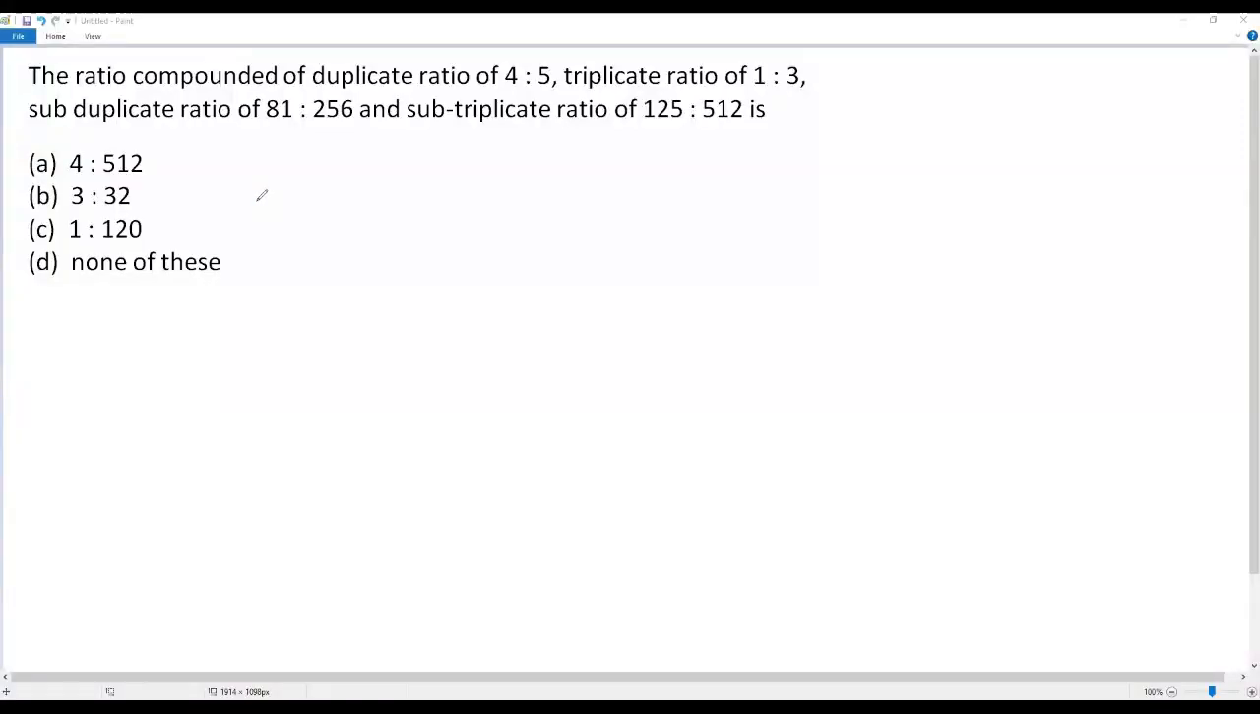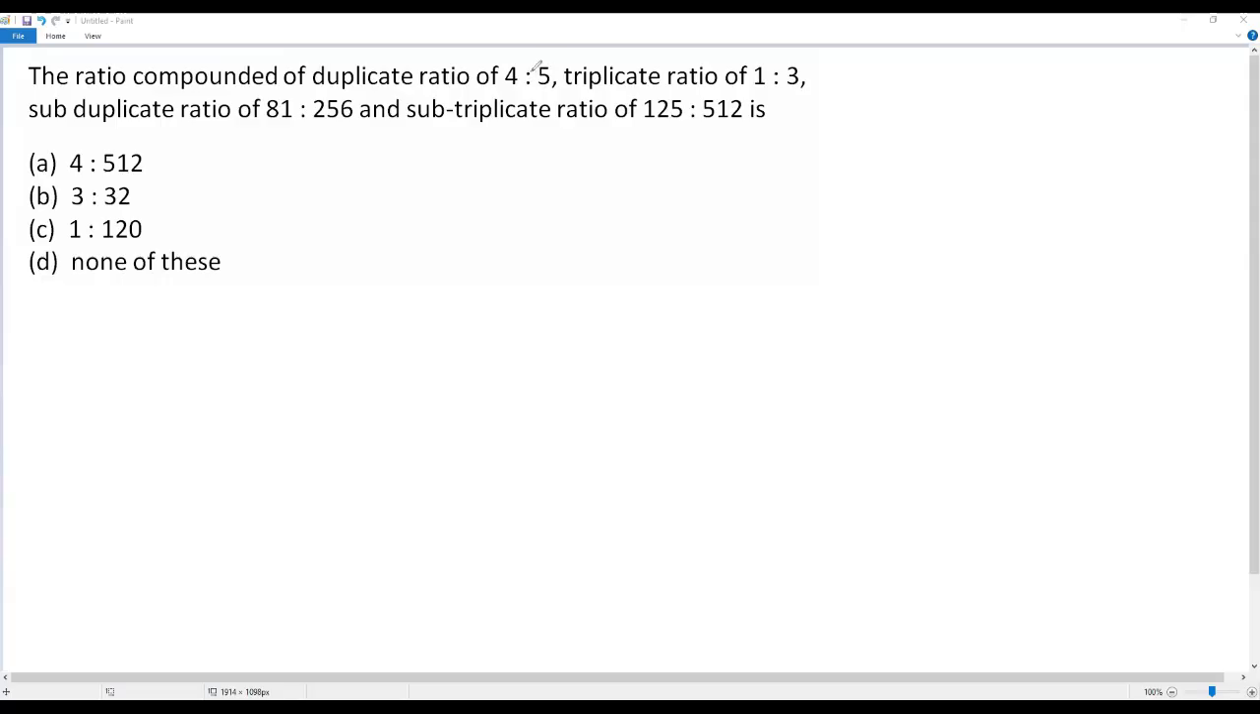Here we have a problem on ratio. Okay, let's go with the information. The ratio component of duplicate ratio of 4 to 5, the triplicate ratio of 1 to 3, sub-duplicate ratio of 81 to 256, sub-triplicate ratio of 125 to 512. So we have to find the ratio component of the given four ratios.